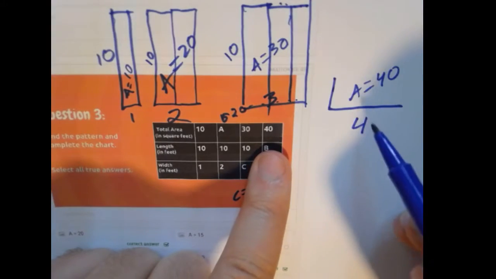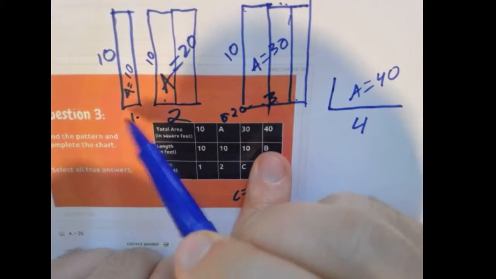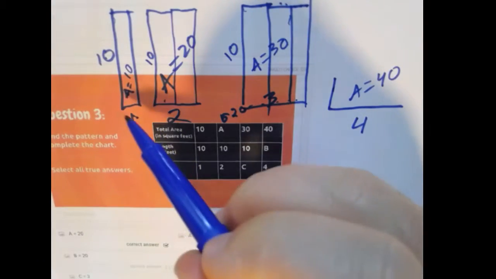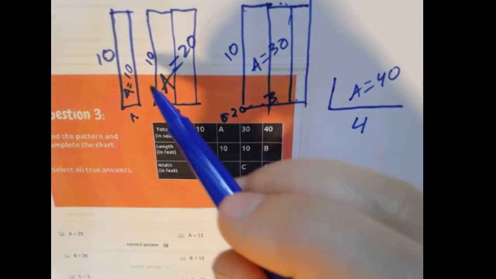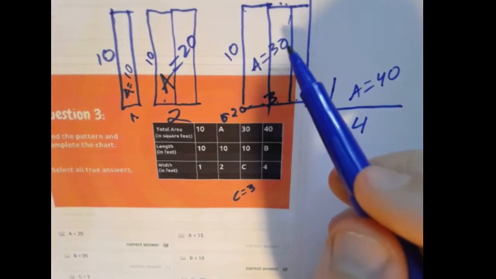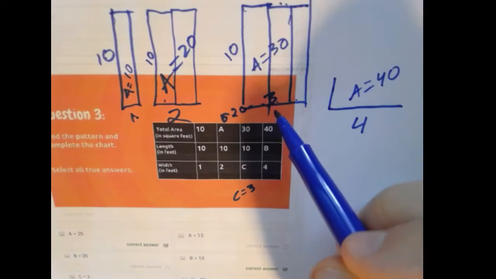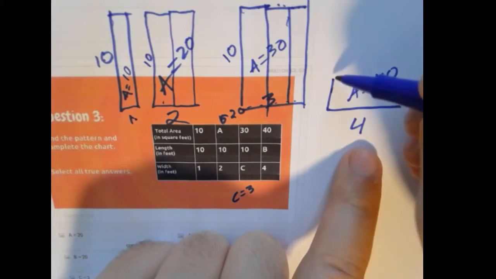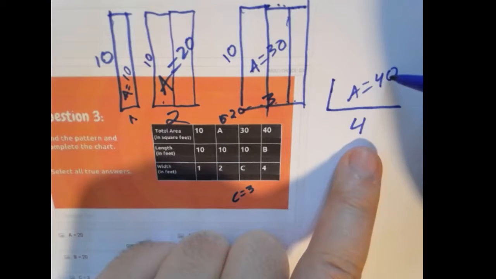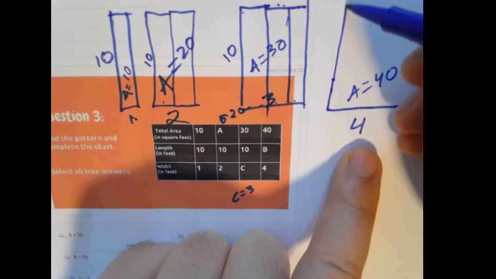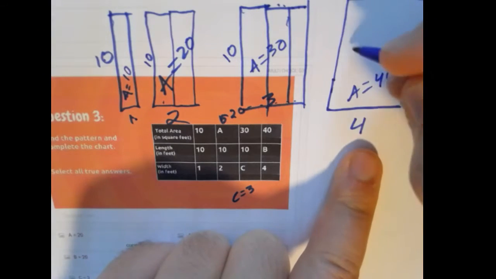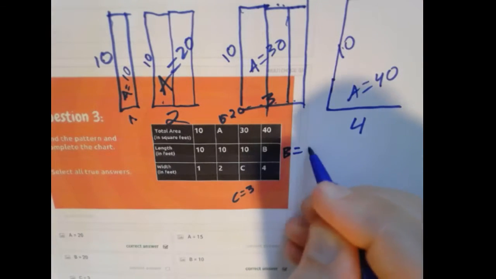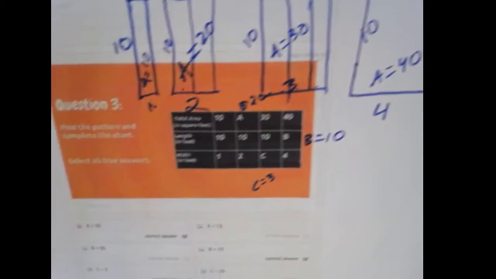Okay, so we would use the same formula where over here we did length times width, or 1 times 10 to get 10, 2 times 10 to get 20. Over here we did 30 divided by 10 to get 3. So here we might do 4. We're going to use the area of 40, do 40 divided by 4 to get a height of 10. Okay, and then we were able to fill in all of those.